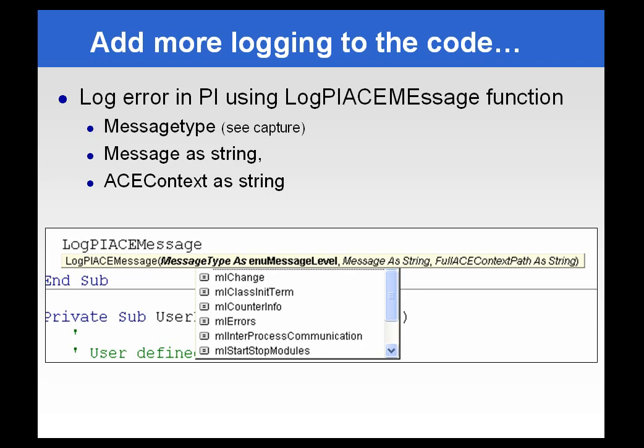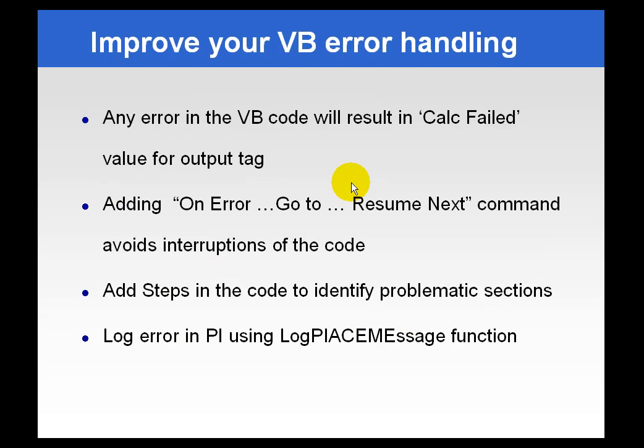There are two things you can do in the wizard or in the code to give a little help with messaging. You can add the log PI ACE message function to your code, where you can capture a message and then log it, write it out as a string. You can add that to your code, as well as improve your error handling. And this isn't necessarily an ACE thing, but it's always a good idea to use the on-error functions and go to and resume next commands to avoid interruptions in your code.